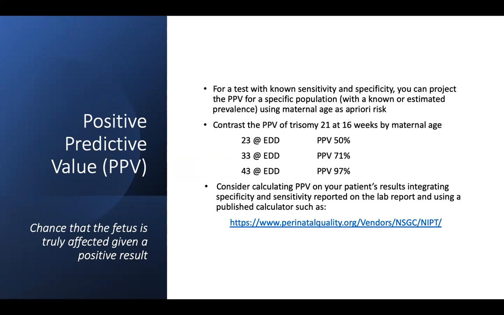In this example, we are determining the positive predictive value for a screen positive Down syndrome, and we're using the maternal age as the a priori risk, with an incidence rate of 1 in 700 for Down syndrome in our population. So you can appreciate here how the positive predictive value increases with increasing maternal age. For someone who is 23 years old with a screen positive NIPS for Down syndrome, the chance that their fetus is truly affected is about 50%.